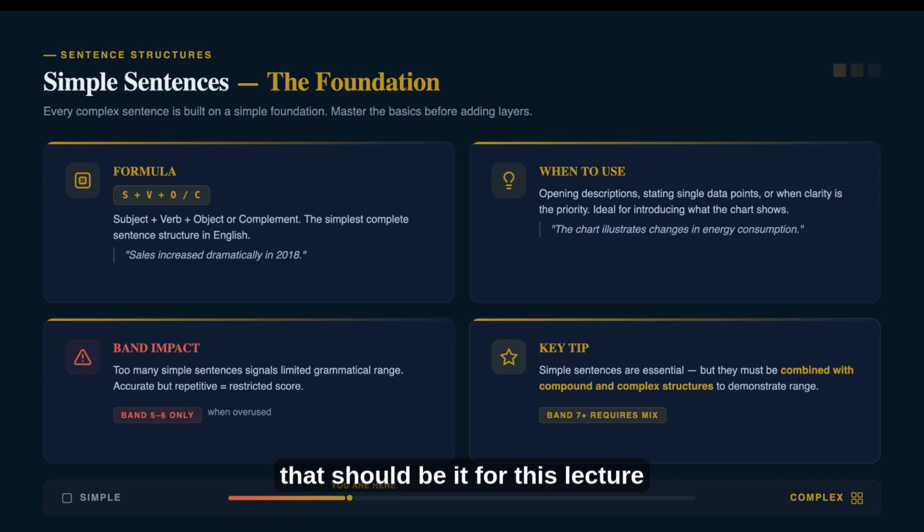Right, that should be it for this lecture, this part of 2A, focusing on simple sentence. I'll see you in the next round.